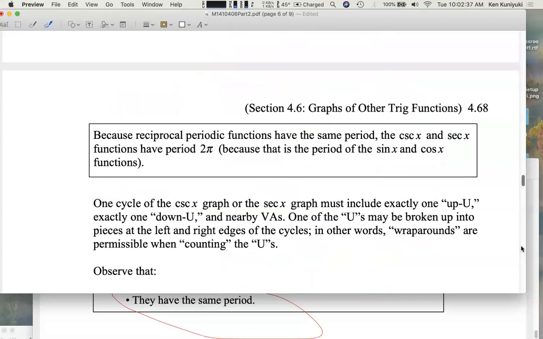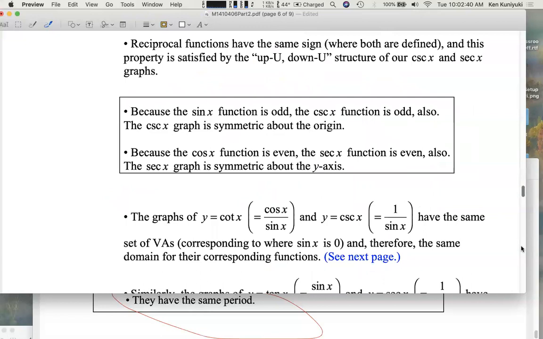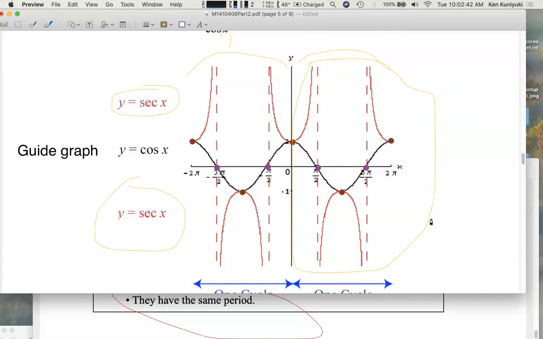All right. Next up, we're going to discuss vertical asymptotes, domain, and range. That's next time.